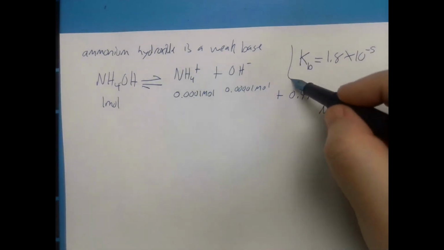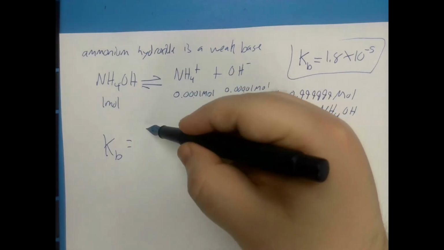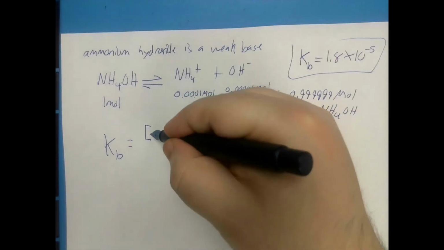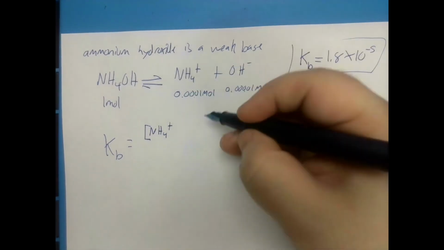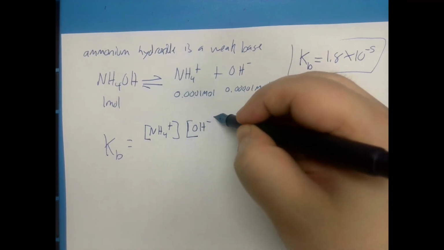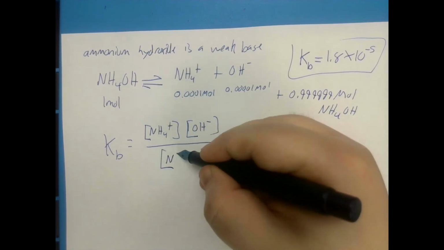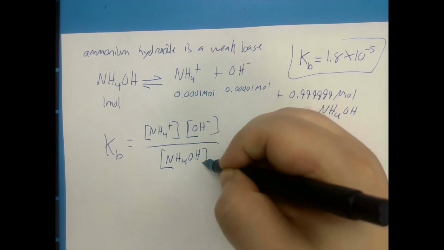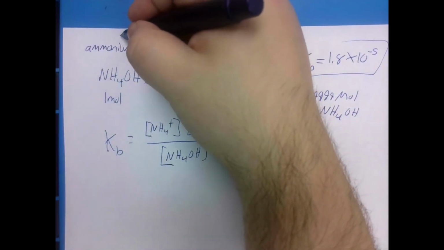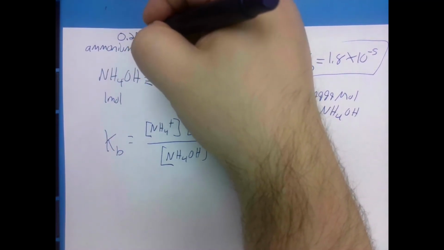But we have a constant for it. Kb is thus going to be equal to the concentration of NH4 plus and OH negative ion divided by the concentration of NH4OH. And let's suppose we started out with a 0.25 molar solution.